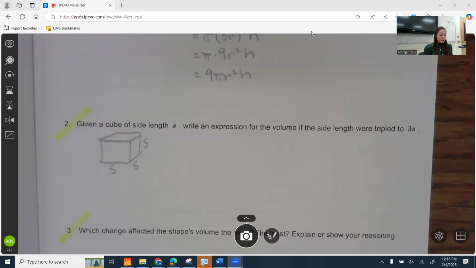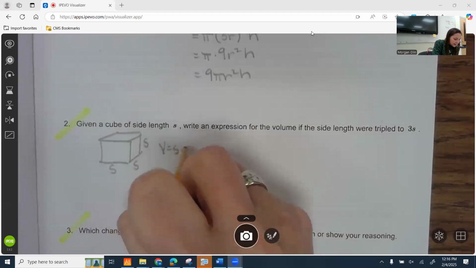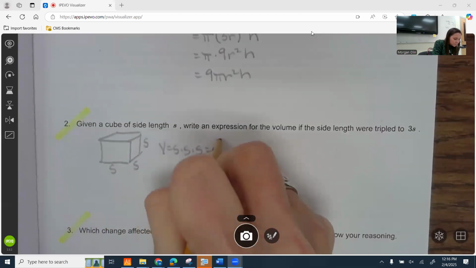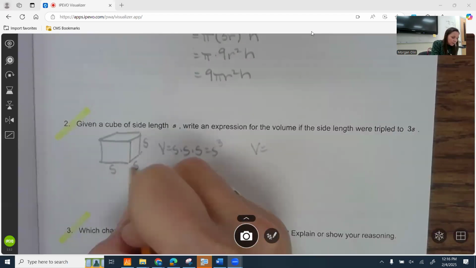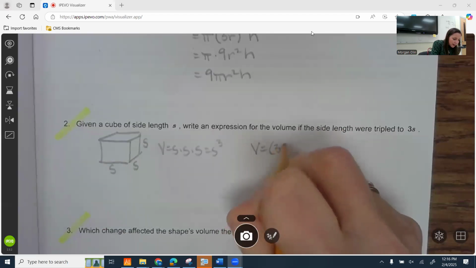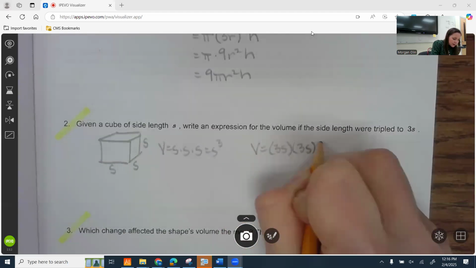We're tripled to 3S. Now, first off, in a box, what's the volume of a box? Side times side times side, which is side cubed. Now, what happens when I triple each side? Multiply each side by 3. So 3S times 3S times 3S.